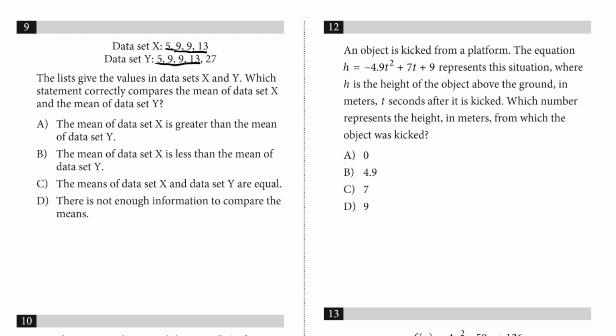What this does to the mean is it makes it a little bit higher, or it gives you a larger mean. So if we look at the answer choices, the mean of data set x is greater than the mean of data set y. That's not true. We know y is greater than x. The mean of data set x is less than the mean of data set y. That is true. The mean of data set x and data set y are equal. That's not true. There's not enough information to compare the means. So it'll be B.